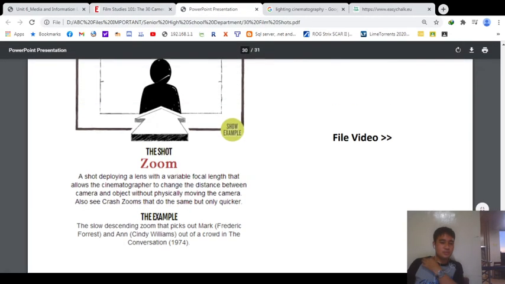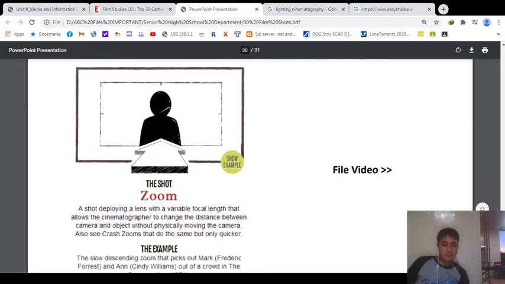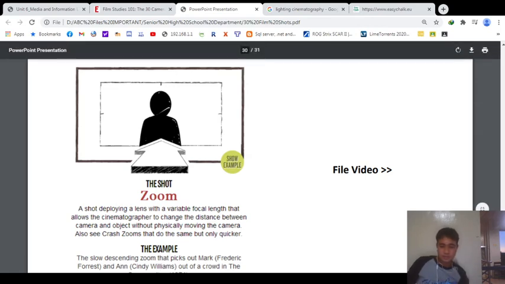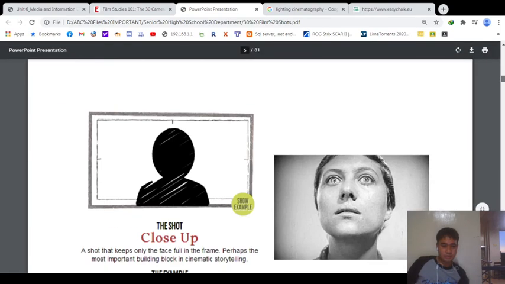It's the zoom. Okay, lahi po itong, di ba? There are 2 types, di ba? Ang zoom, zoom out. Okay, the zoom is a shot deploying a lens with a variable focal length that allows the cinematographer to change the distance between the camera and the object. Okay. So may difference sa two class. Di ba? Okay, katong zoom na isa class, compared to the other zoom, no, katong exhibit Dolly shot.